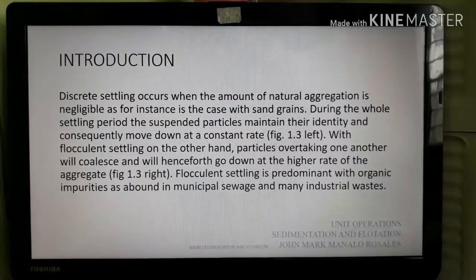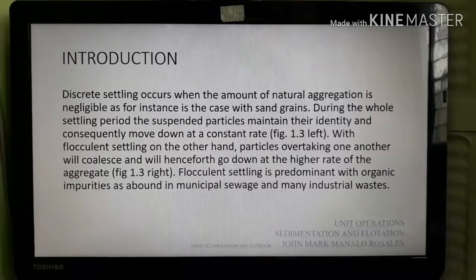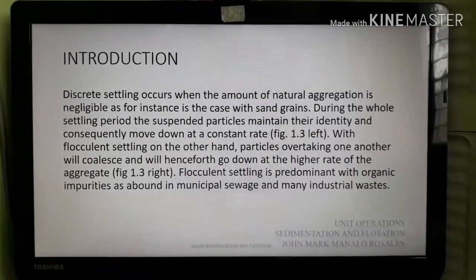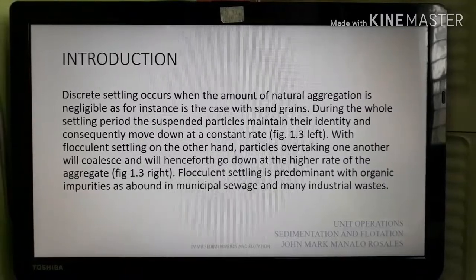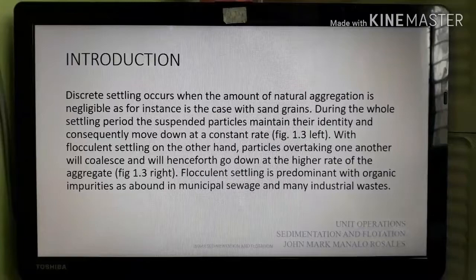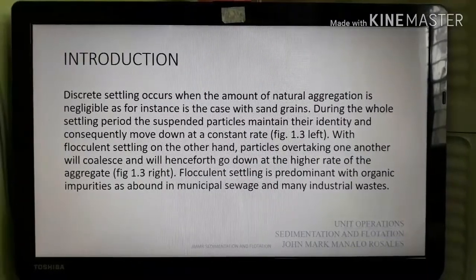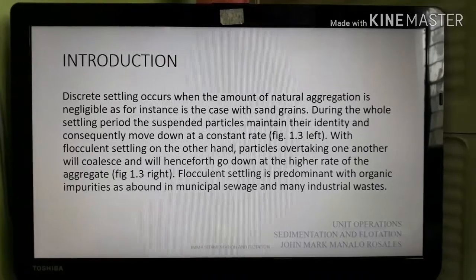With flocculent settling, on the other hand, particles overtaking one another will coalesce and will henceforth go down at the higher rate of the aggregate, as we will see later in figure 1.3 at the right. Flocculent settling is predominant with organic impurities as found in municipal sewage and many industrial wastes.